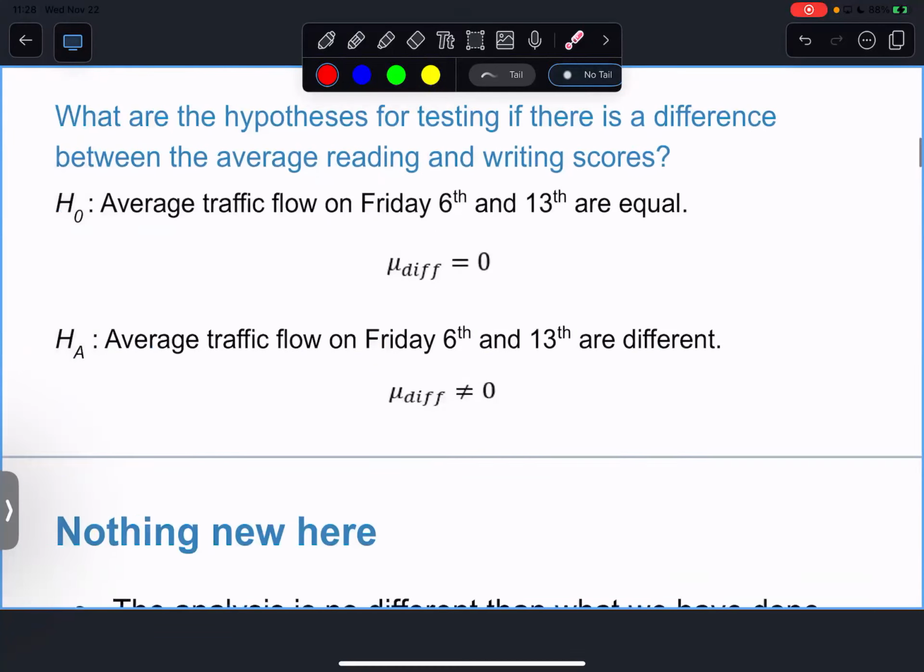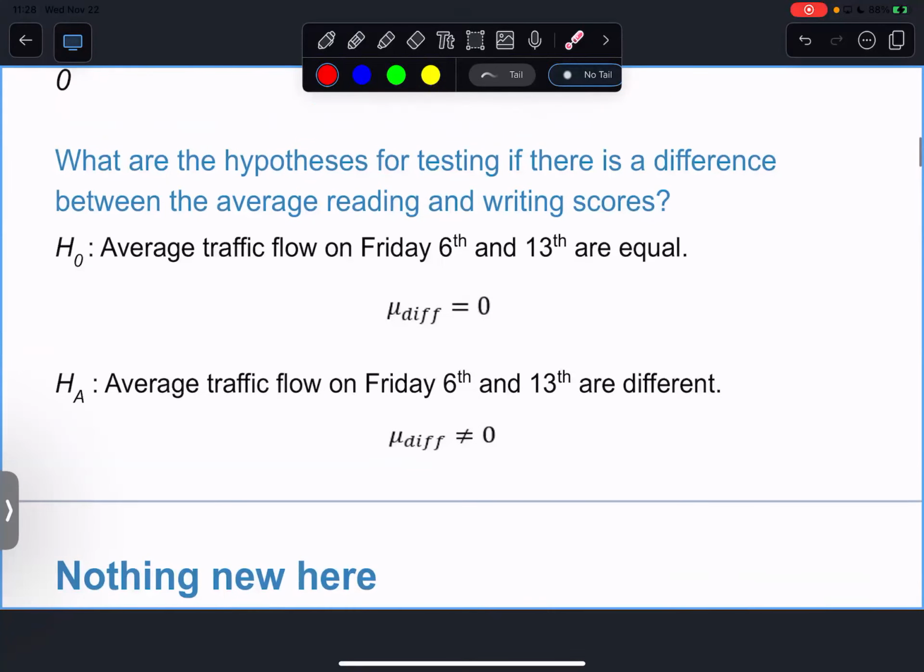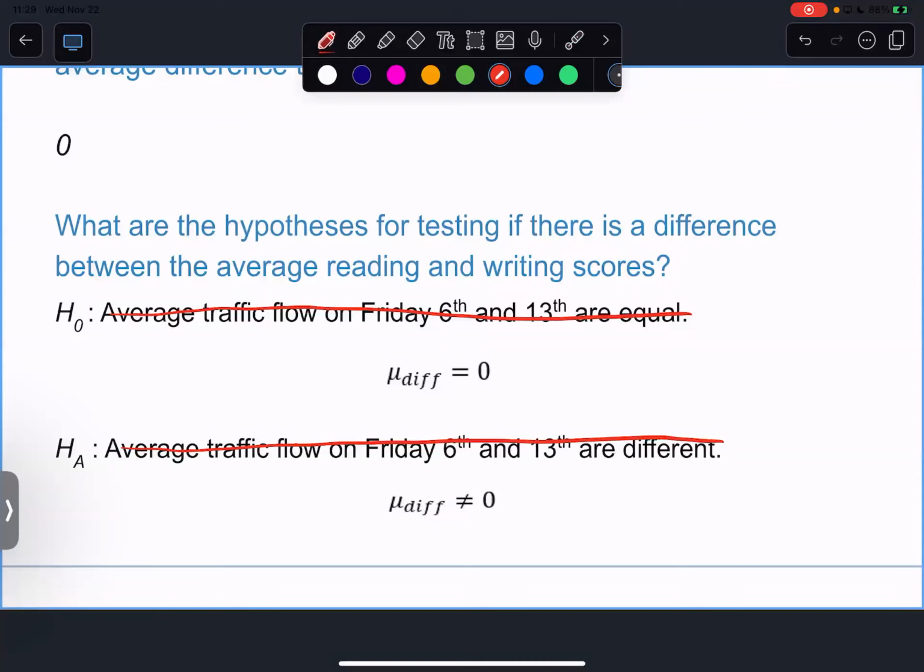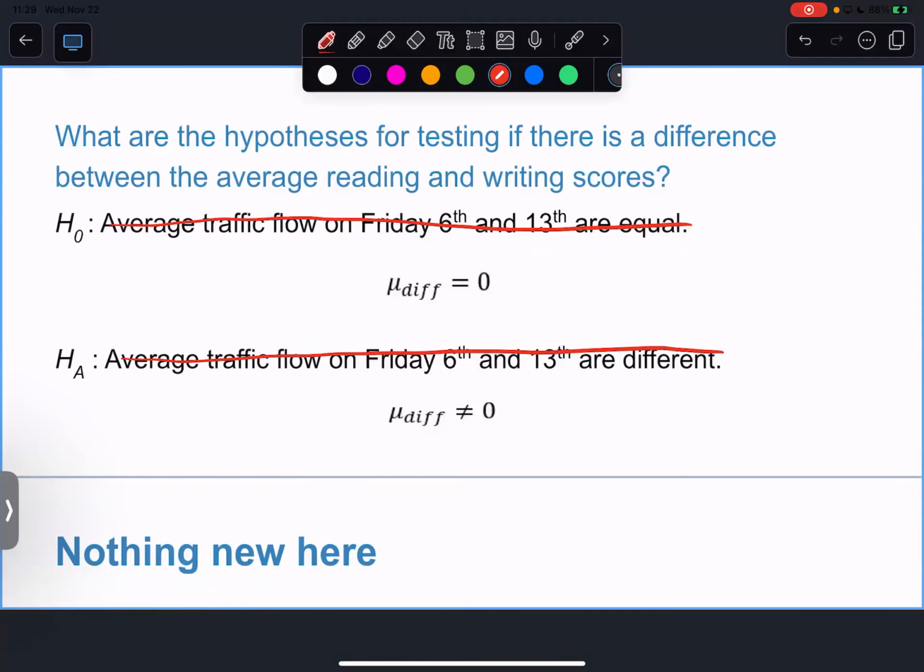Hey, I didn't read this. This is wrong. I just skimmed it. What are the hypotheses for testing if there's a difference between the average reading and writing scores? Well, this is all I want to see, so let's just stop there.